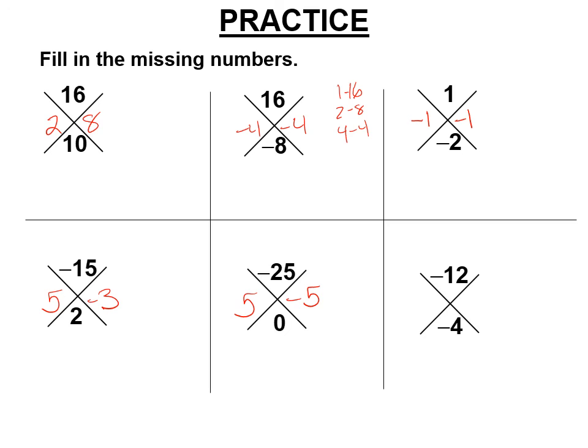Here we've got 4. All right, how about -6, +2? If you add -6 and +2, you get -4. If you multiply them, you get -12.